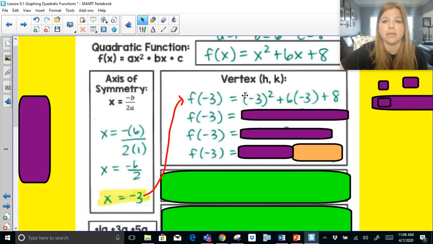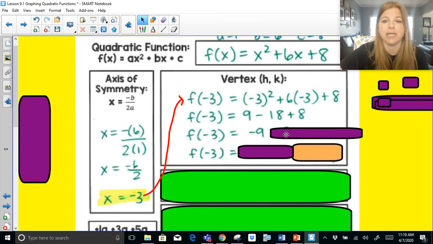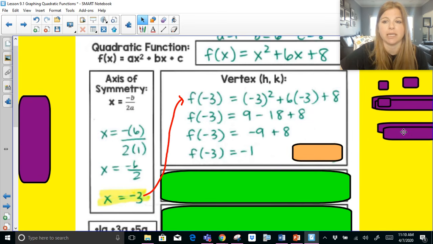Now I evaluate. Negative 3 squared is 9. 6 times negative 3 is negative 18, and then plus 8. Remember, we add and subtract in order from left to right. First come, first serve. So 9 minus 18 is negative 9. And then negative 9 plus 8 is negative 1.